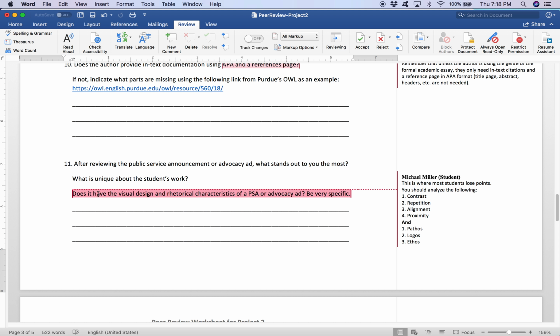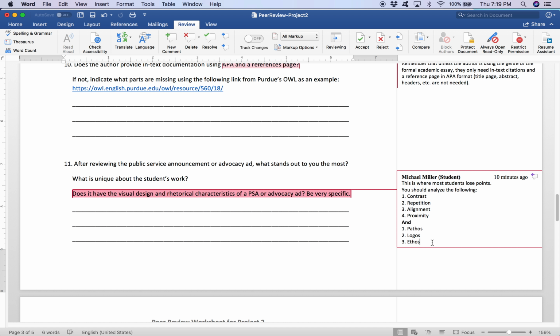All right, number 11. This is where a lot of students end up missing points. The last question here: does the public service announcement or advocacy ad have the visual design and rhetorical characteristics of a PSA or advocacy ad? Be very specific. What I mean by that is when you are responding to the visual design elements, you should cover each of these four elements: contrast, repetition, alignment, and proximity. With the rhetorical characteristics, you should cover each of these: pathos, logos, and ethos.